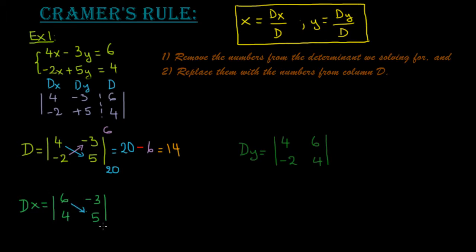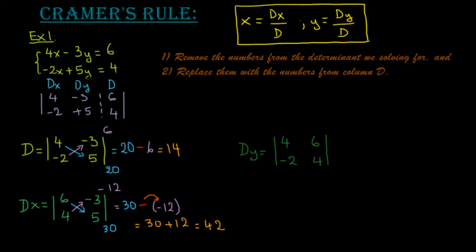Okay. Now we do the same for the rest. So 6 times 5 gives me 30, and 4 times negative 3 gives me negative 12. Then we have bottom subtract top, so 30 minus negative 12. Negative times negative is positive. Then we will have 30 plus 12, which gives me 42.